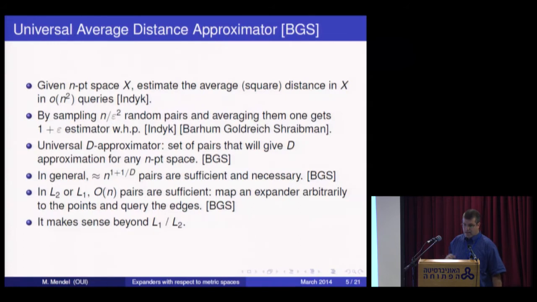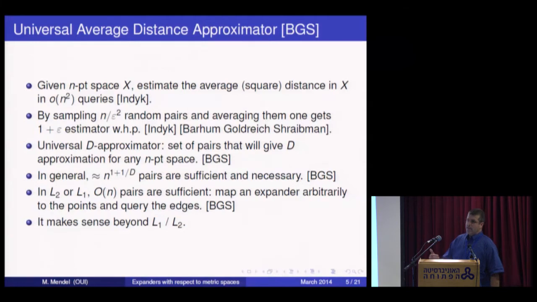And it started with a question of Indyk. Indyk asks whether, given an n-point metric space, you can estimate the average distance in a small number of distance queries, little o of n squared distance queries. And the answer is yes. If you sample randomly a linear number of pairs from the metric space, and you average them, you get with high probability a 1 plus epsilon estimator. This is the result of Indyk, and the dependence on epsilon was improved by Bar-Yossef, Goldreich, and Schreiber.